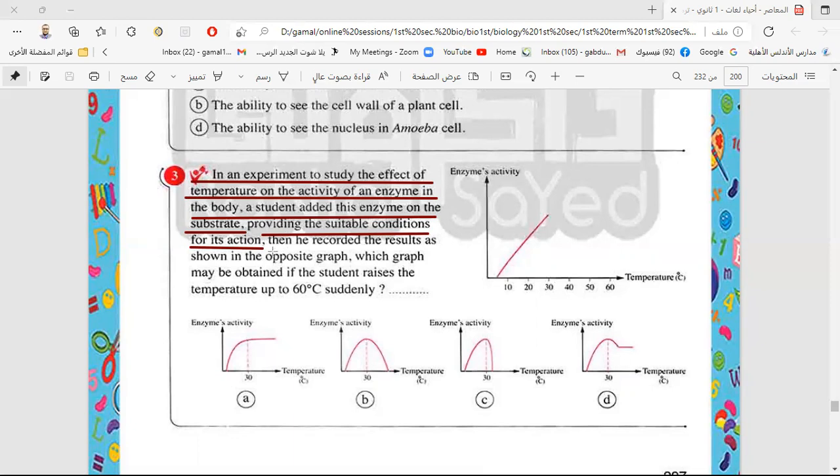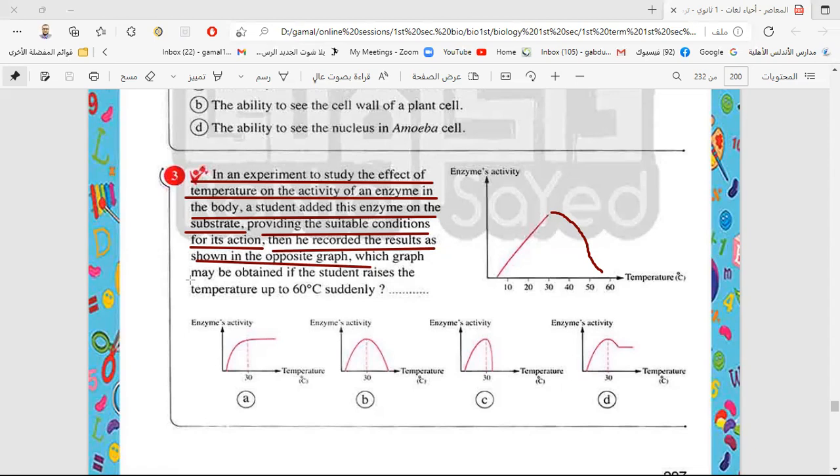Right. Then he recorded the result shown in the opposite graph. He doesn't complete the graph. Of course, he wants me to complete the graph. He reaches here, but he doesn't complete it. Maybe 30 is the maximum, the optimal temperature. What happened after 30? The activity of the enzyme decreases, of course.